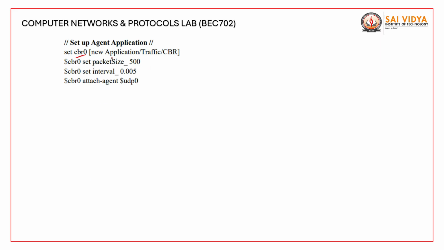See here, it is application. What is the type? Traffic. It is generating traffic. What type of traffic? It is generating constant bit rate. And what is the packet size of that object? That is CBR0. It is 500. Here you please note down packet, after packet uppercase S, and then there is an underscore here.